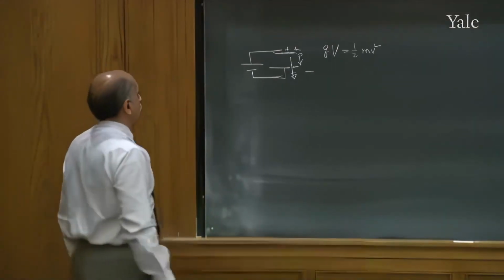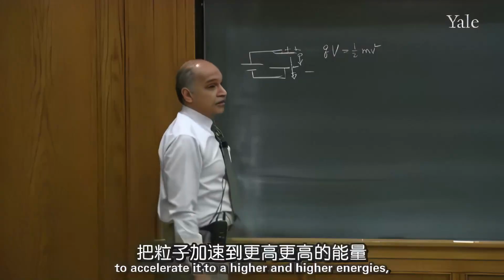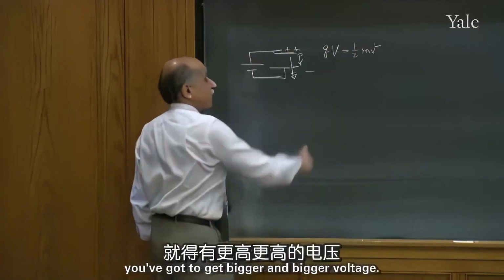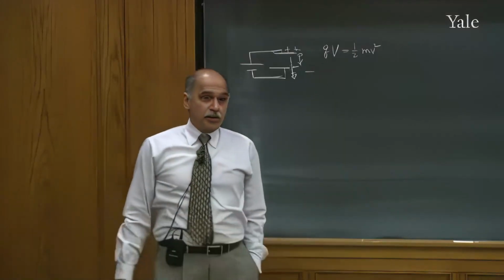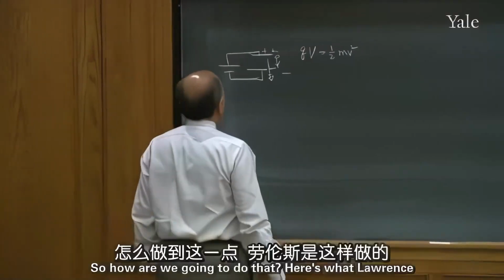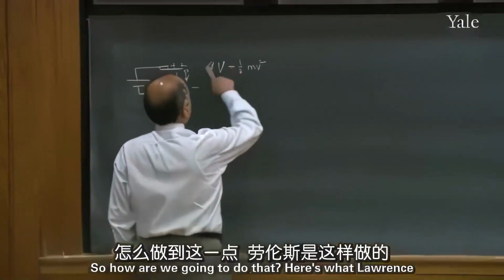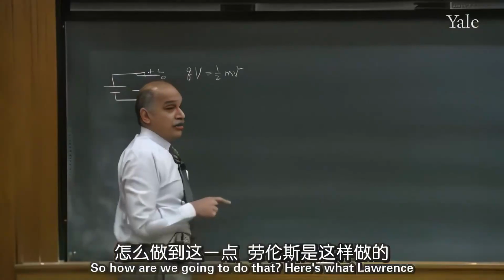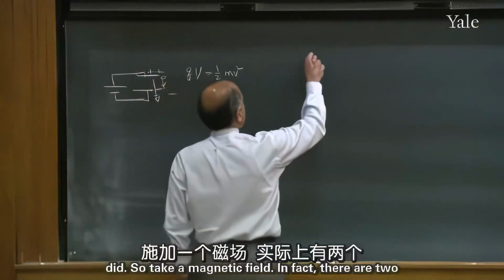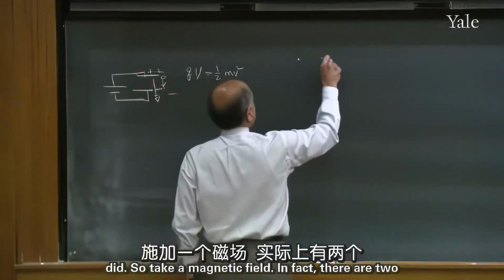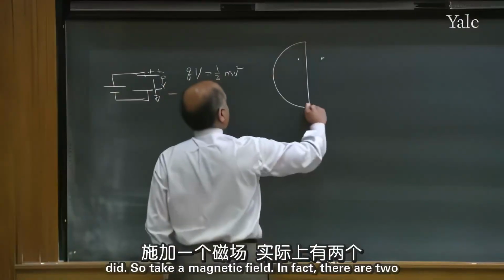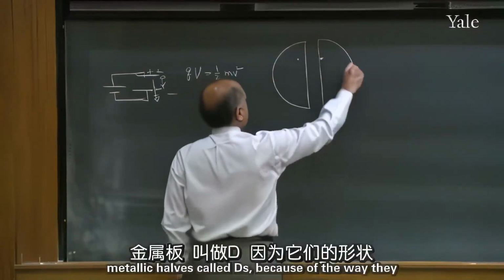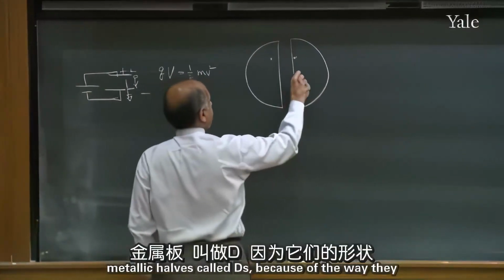But now if you want to accelerate it to higher and higher energies, you've got to get bigger and bigger voltage. So how are we going to do that? Here is what Lorentz did. So take a magnetic field. In fact, there are two metallic halves called Ds because of the way they look.